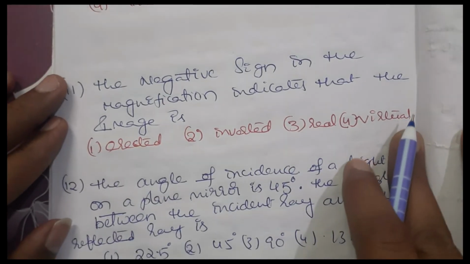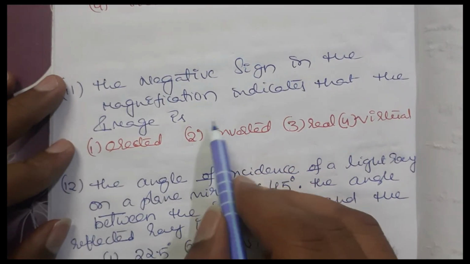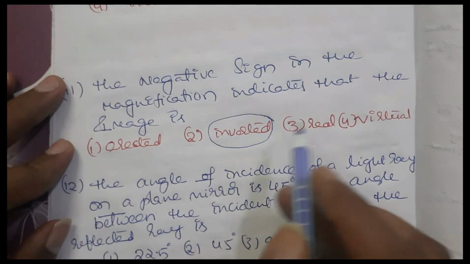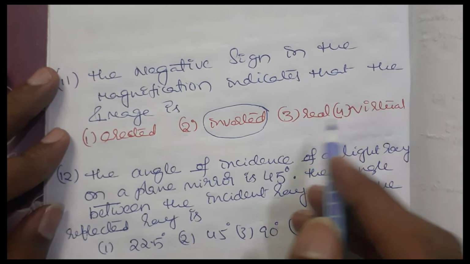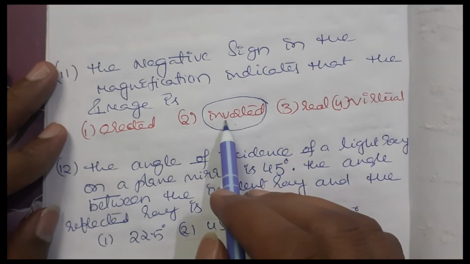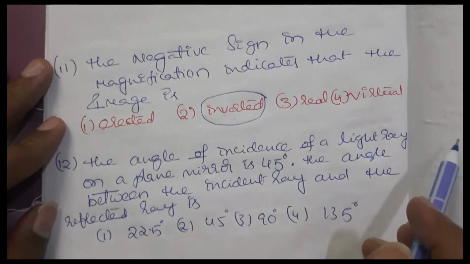Next students, the negative sign in the magnification indicates that the image is inverted. So you know, the ratio between the height of the image and the height of the object is the magnification. The negative sign with a magnification indicates an inverted image.